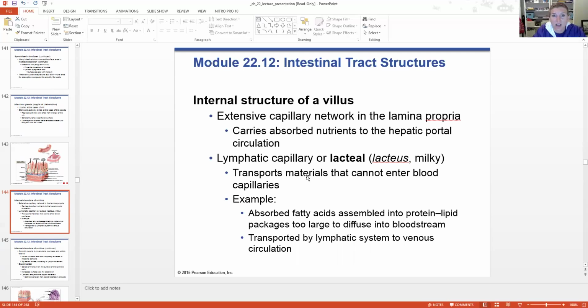The fatty acids are actually assembled into a kind of protein-lipid hybrid molecule, and these are going to diffuse into the lacteal. So it's not pure fat that's going into the lacteals. Don't picture big fat droplets going in. The fatty acids are broken down and fused with a protein molecule to help make them a little bit more water soluble, because in the lacteals, in the lymphatics themselves, it's water-soluble compounds in there as well.